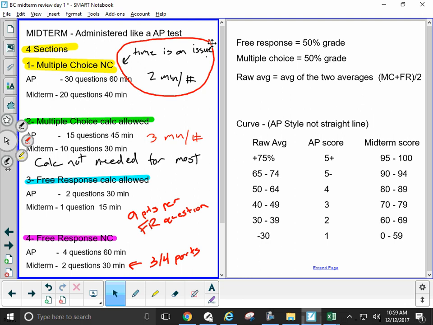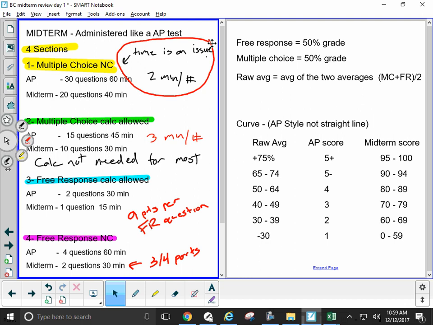So the most important part, how are you going to be graded? Well, on the actual AP exam, the multiple choice section is worth half, the free response section is worth half. So you take an average of your multiple choice out of the 45 questions. How many did you get correct? You have that raw average. You look at the free response, 6 questions, 9 points each, 54 points total. How many points did you earn out of the 54? You look at that average. You take those 2 averages, average them together. That's your raw average. That's your grade, okay?